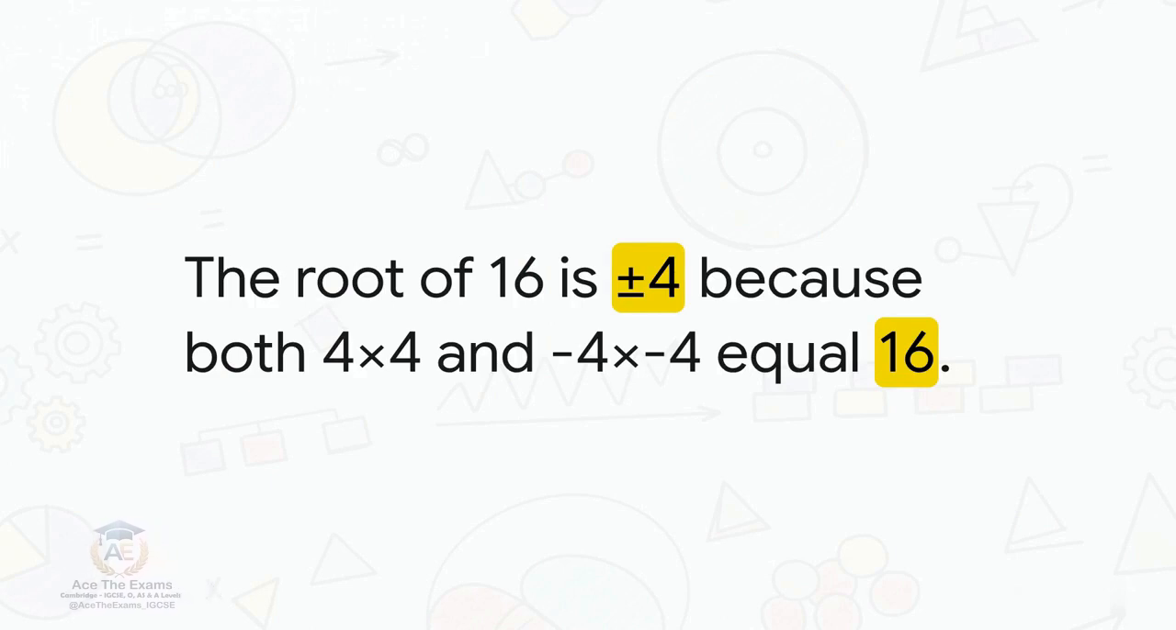The square root of 16 is 4, right? Because 4 times 4 is 16. But look closely. The answer is actually plus or minus 4. Why? Because a negative times a negative equals a positive. Negative 4 multiplied by negative 4 also equals 16. By convention, the square root symbol usually implies the positive root. But mathematically speaking, the square root of 16 has 2 totally valid answers, positive 4 or negative 4.